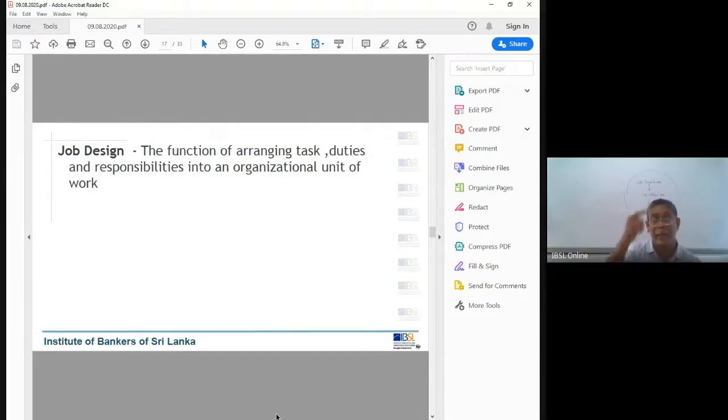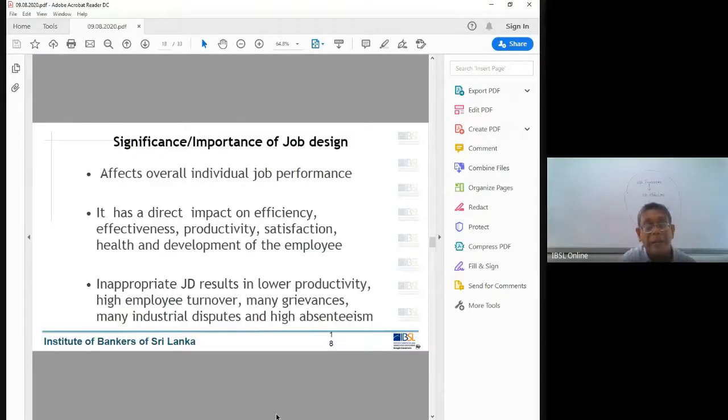You know what we mean by a task? A small activity. A series of activities becomes a task. Then duty, and then giving responsibility to perform your tasks and duties successfully. All three things together we call job design. Hopefully you understood. Right. Then what is the importance of job design?